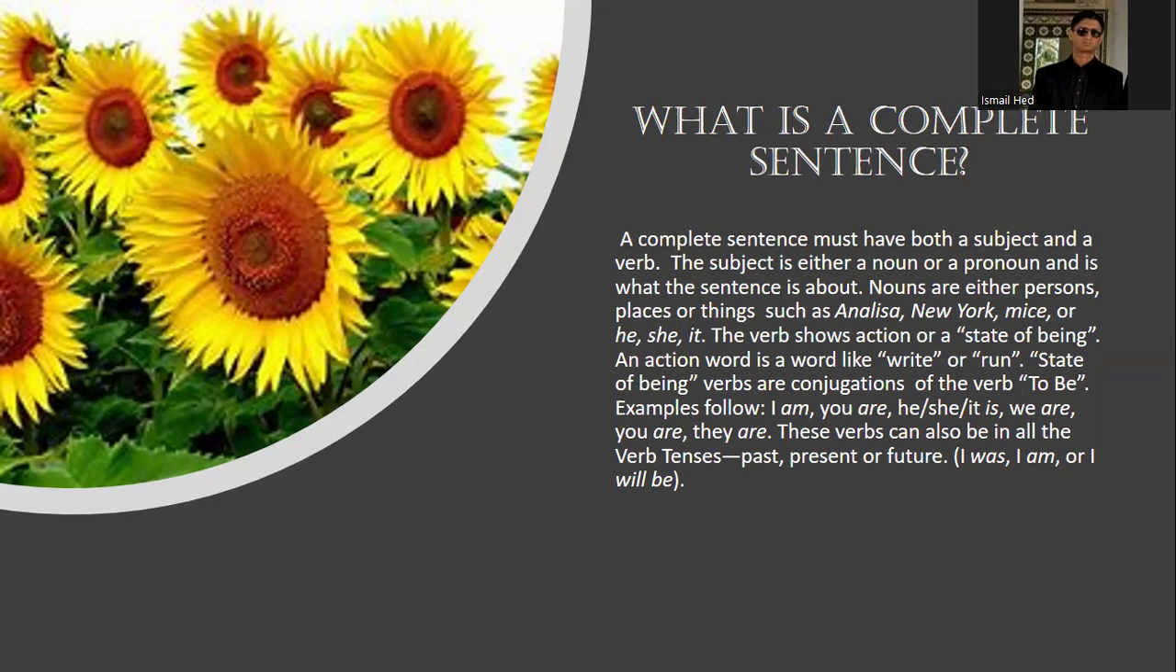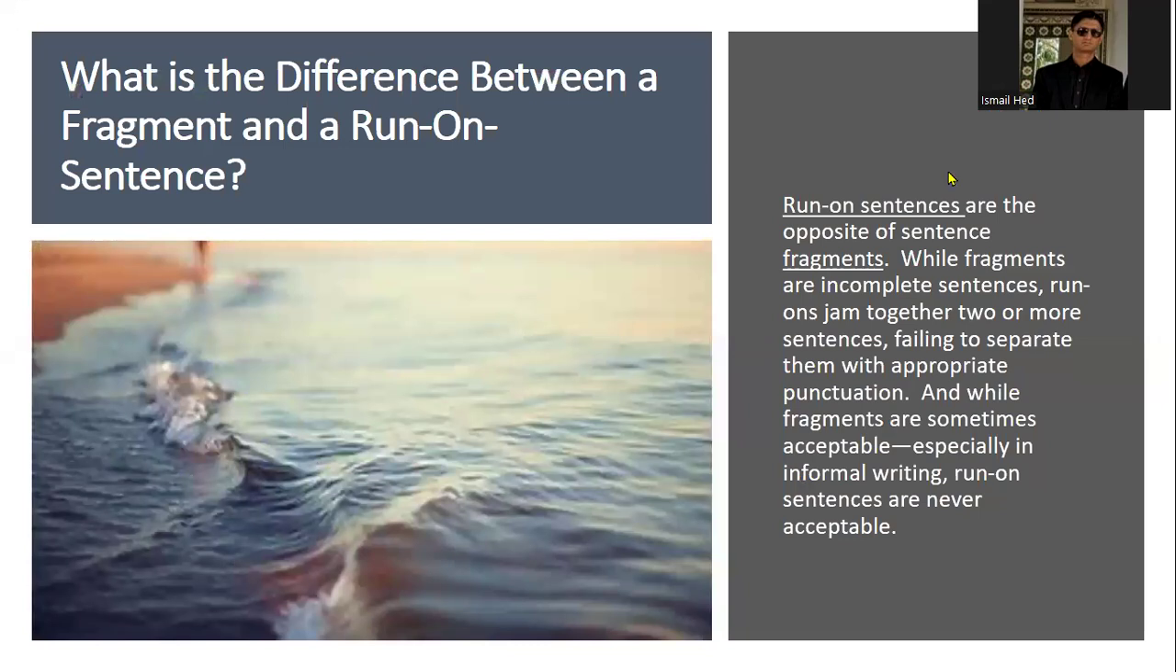Nouns are people, places, or things such as Annalisia, New York, mice, or he, she, it. The verb shows action or a state of being. An action word is a word like write or run. State of being verbs are conjugations of the verb to be. Example: I am, you are, he, she, it is, we are, you are, they are. These verbs can also be in all the verb tenses such as past tense, present tense, or future tense. For example, I was, I am, or I will be. So, in a way, a sentence is something that conveys a complete sense in our communication and in our correspondence.